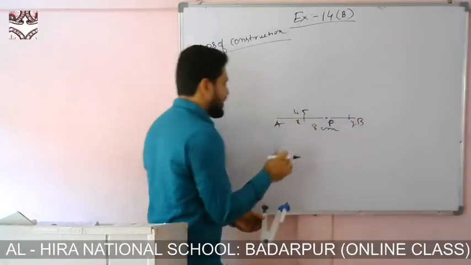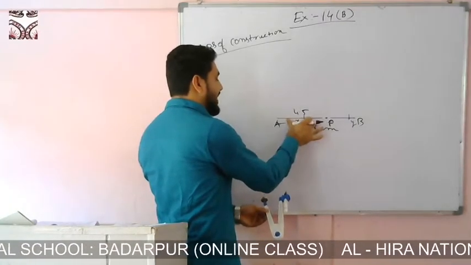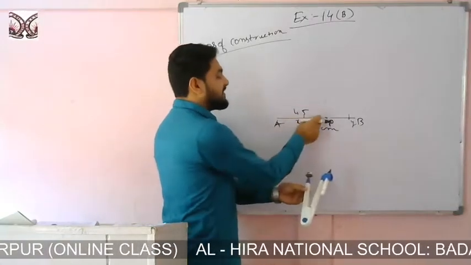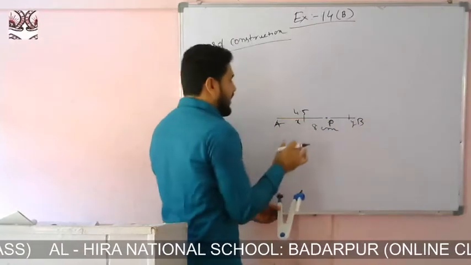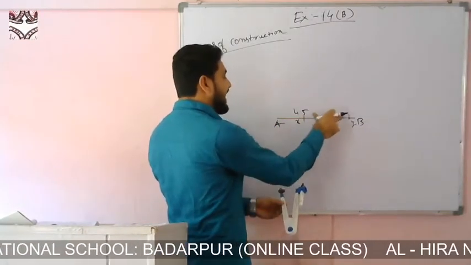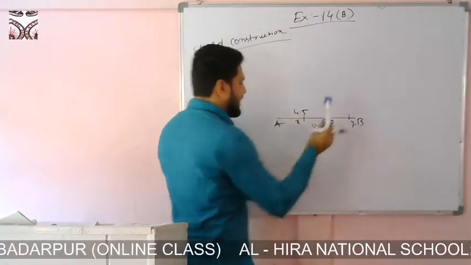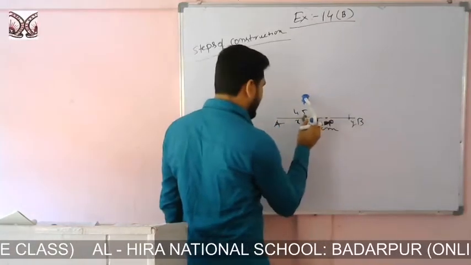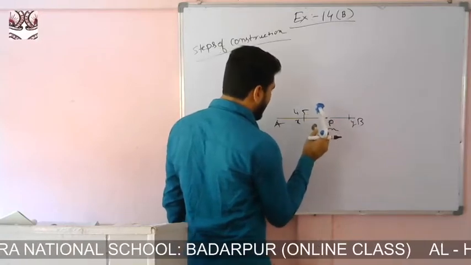That means first of all I have taken AB equals to 8 centimeter. After that I marked AP equals to 4.5 centimeter. After that, placing the compass needle at P, I drew two arcs which intersect the line AB at x and y. Now again placing at x, suppose here it is not matching.